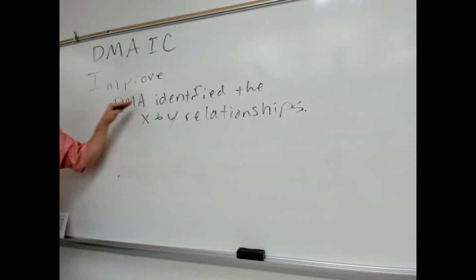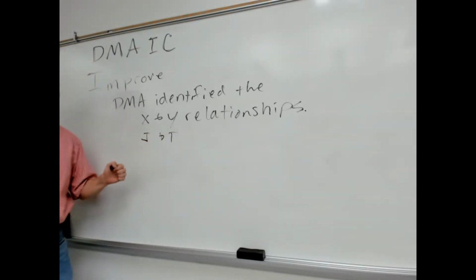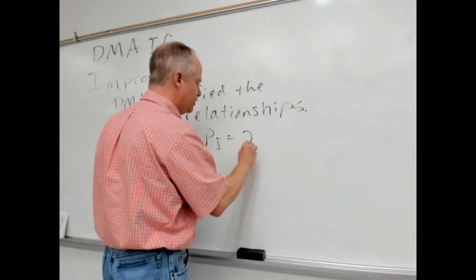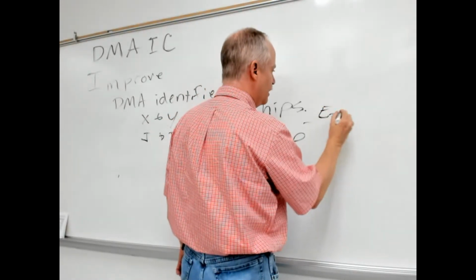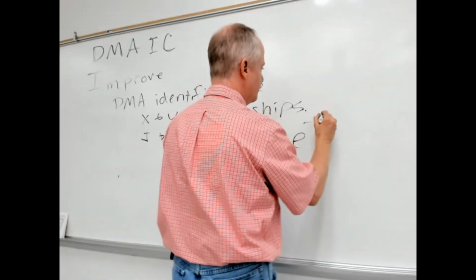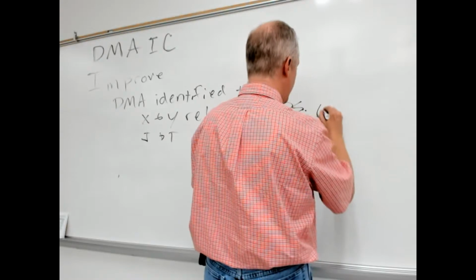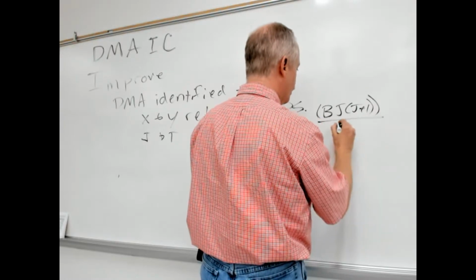So the DMA process, so that sort of cycling through define, measure, analyze, gave us some insight into the X and Y relationships. And in our case, it was J and T. So not just Jmax, but J and T, how these relate to each other. And it was that P sub J is equal to 2J plus 1 e to the minus E sub J. I'll go ahead and write it out. B times J times J plus 1, B times J plus 1 over KT.